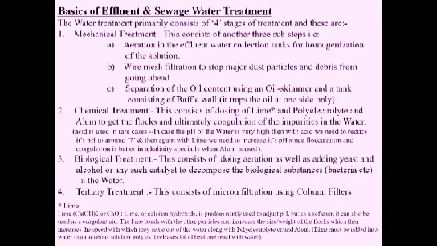Then comes the fourth stage of treatment. This is tertiary treatment. This consists of micron filtration using column filters, or maybe if you want to make it very potable, you can go in for an industrial RO also, in case the capacity of the treatment plant is huge.